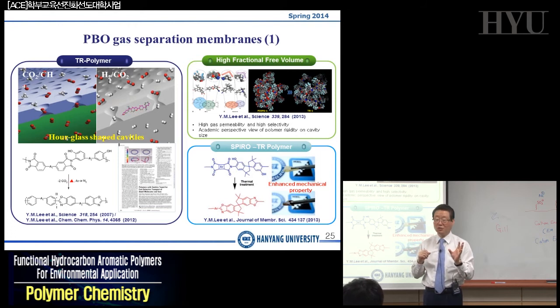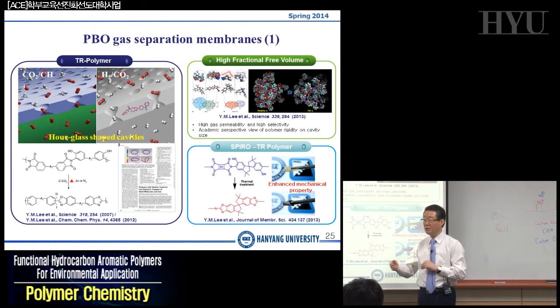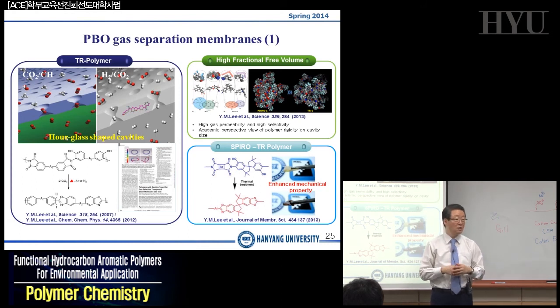CO2 concentration is around 15%, and methane is about 80 to 85%. The biogas or natural gas is composed mainly of CO2 and methane. The size of CO2 is about 3.3 Angstrom. 3.3 Angstrom. It's more acidic.